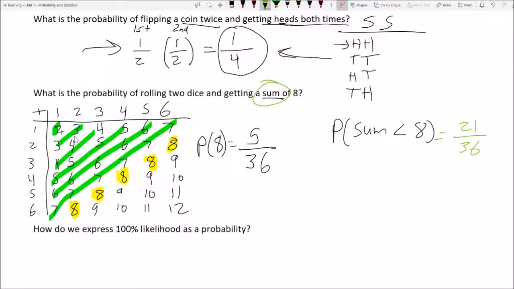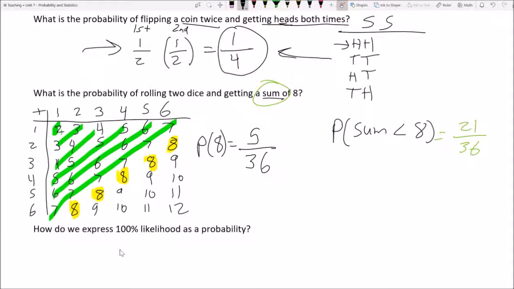So when you have the array, it becomes a simple counting exercise, and that will be a lot easier. Now, one thing you may have noticed about the probabilities in here so far is that all of them have been fractions of the value of less than 1. So that leads us to this question. How do we express 100% likelihood as a probability?